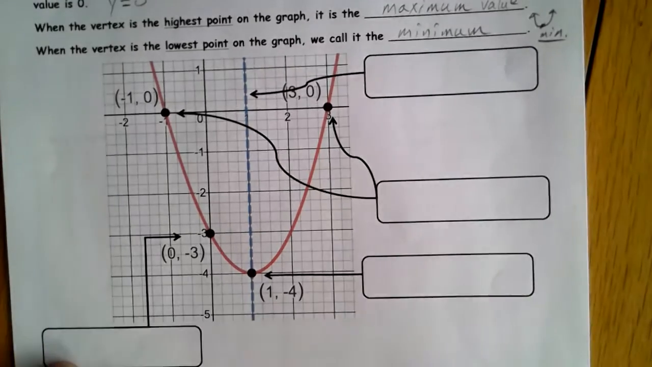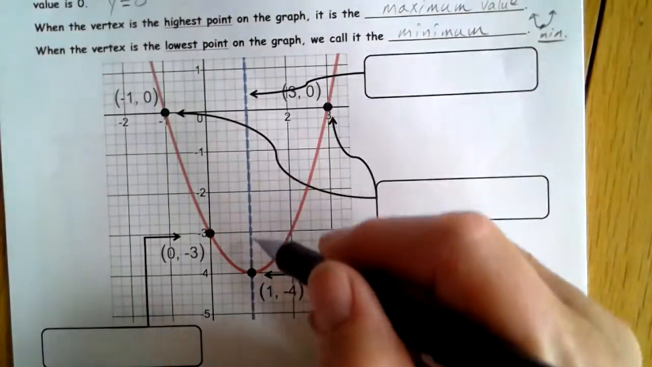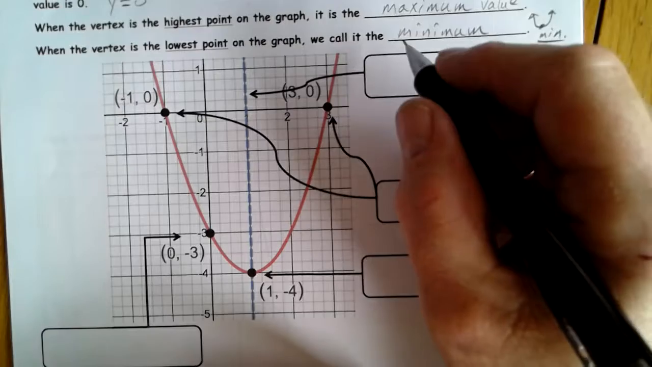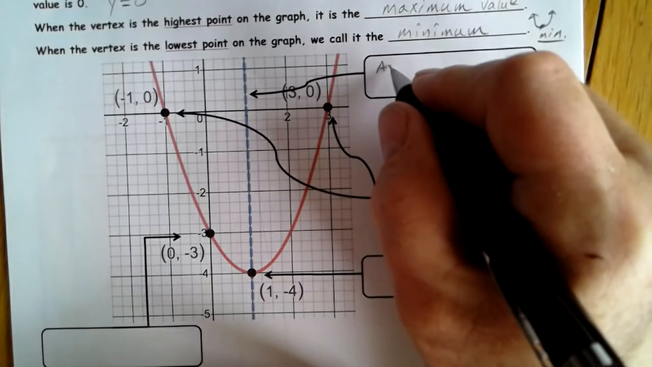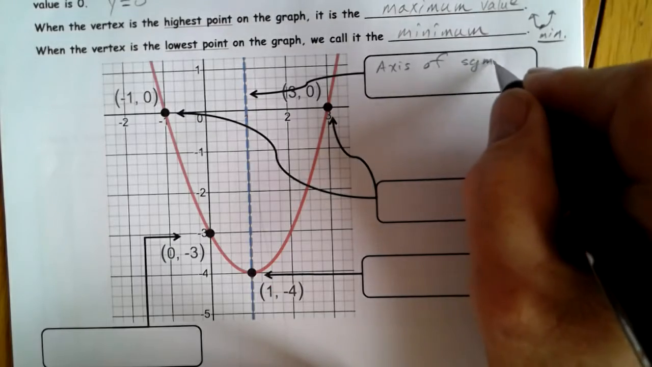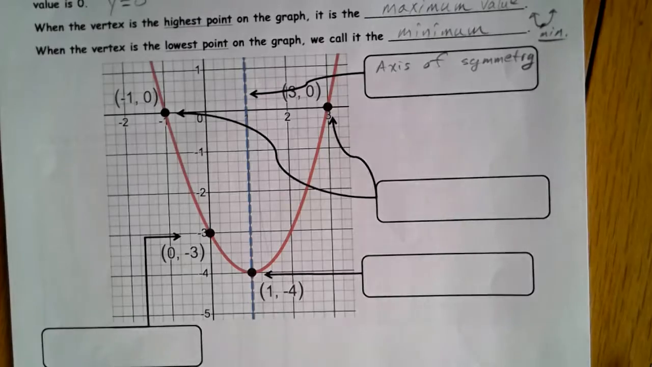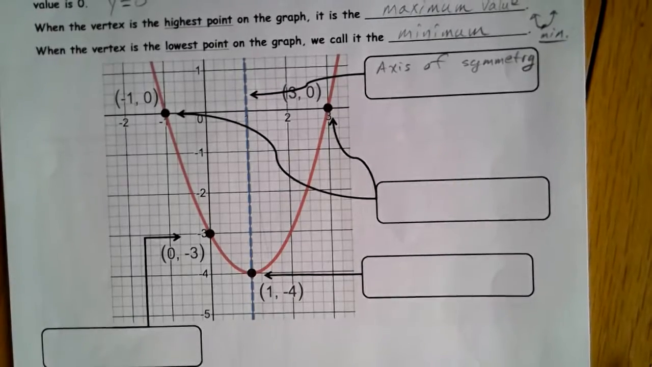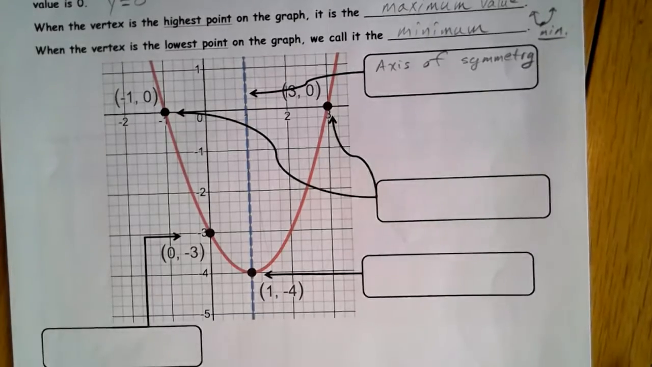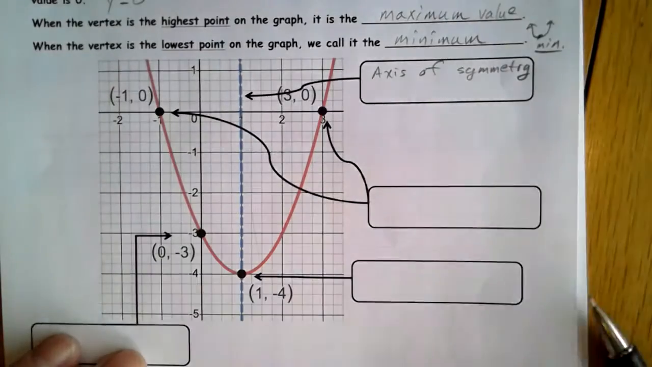Okay, so this dashed line right here that you see, that is the axis of symmetry. Okay? And it's really important, the axis of symmetry, because all the points on the parabola are equidistant from that axis of symmetry. Here's what I mean by that.